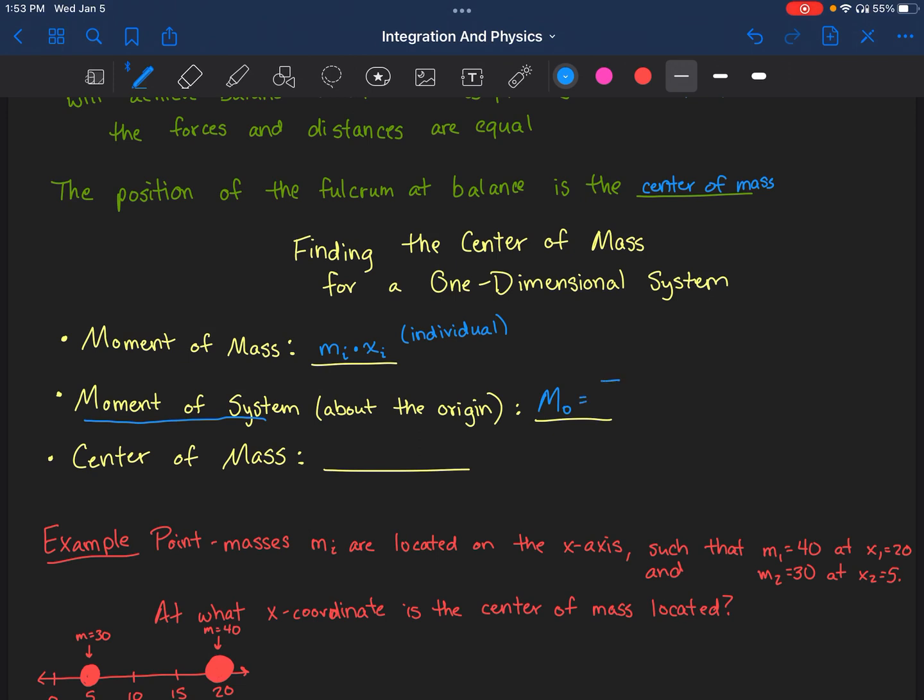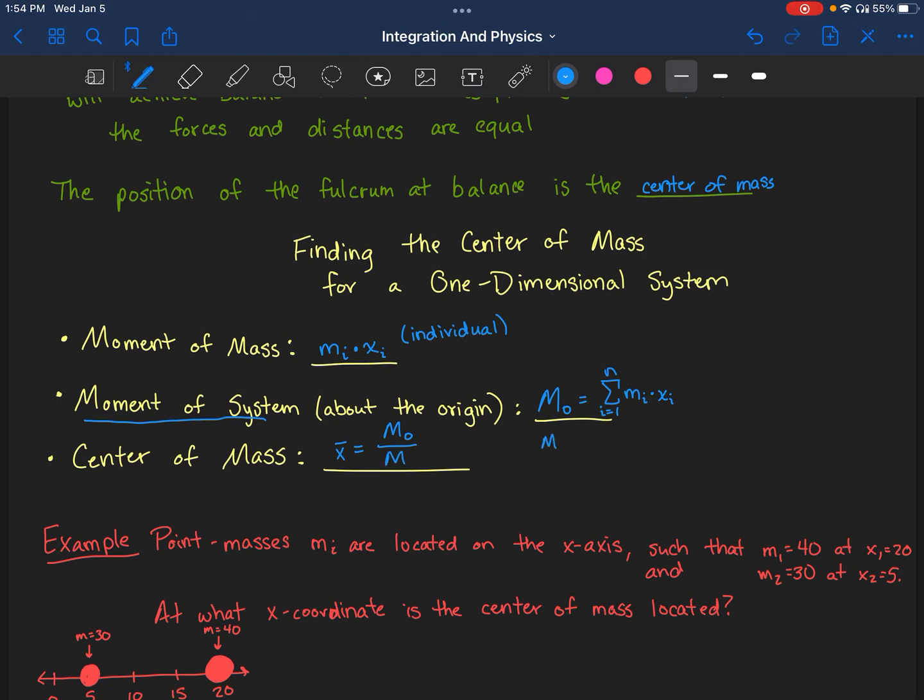And it's just going to be the summation of all of the individual moments. So I'm going to start at the first one, multiply all of the masses times the distances, and just add them all up. So again, this is very similar to a weighted average, because that's actually the definition of a weighted average right there. Now the center of mass, which we typically write as x bar for average x value, is going to be the moment of the system, M0, divided by the total mass.